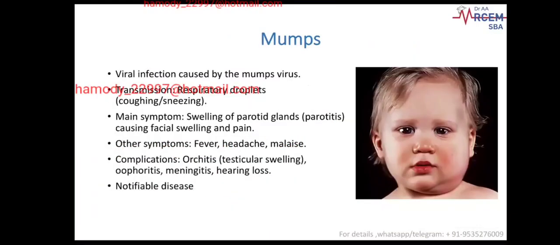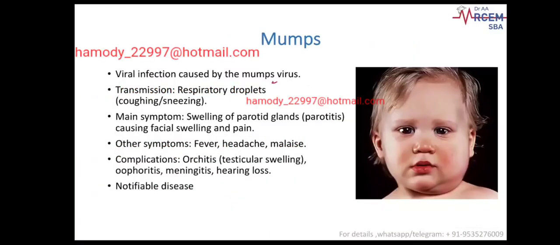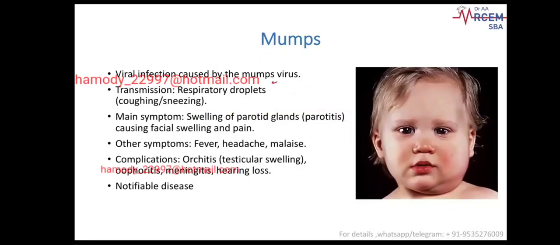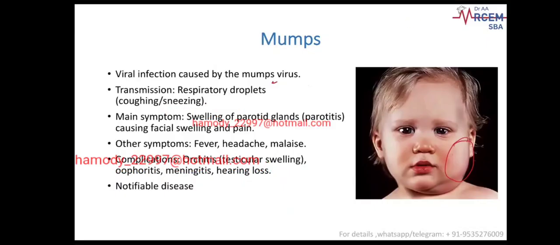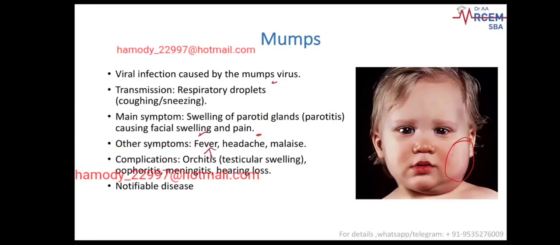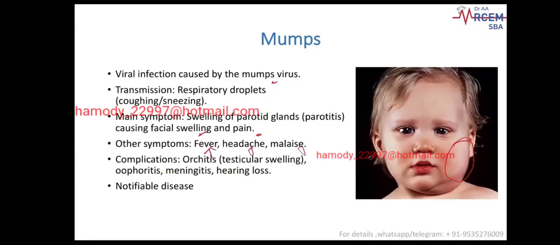Mumps. It's a viral infection caused by the mumps virus and usually involves the parotid gland. So you can see here, the cheek in front of the ear, the parotid gland is swollen, known as parotitis. Okay, the main symptom is this parotid gland swelling, facial swelling, and pain. Other symptoms, because it's an infection: fever, headache, myalgia can be present like in any other viral infection.